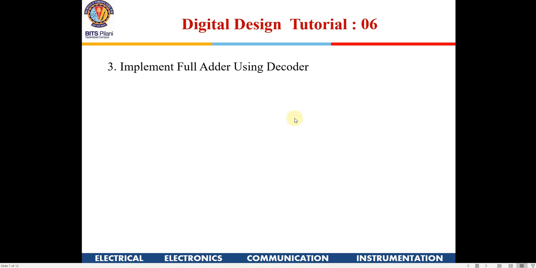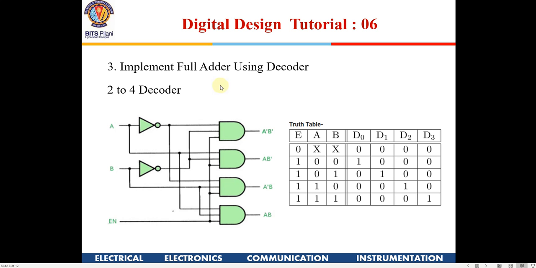So implement full adder. Now we want to implement a full adder. Full adder implementation we have seen with XOR gates and all in our lab. So let's now try and make it a full adder using a decoder. I think 3 to 8 decoder we require. So this is just to revise what a decoder looks like. It was covered in the class.